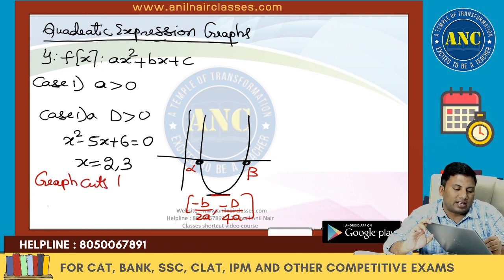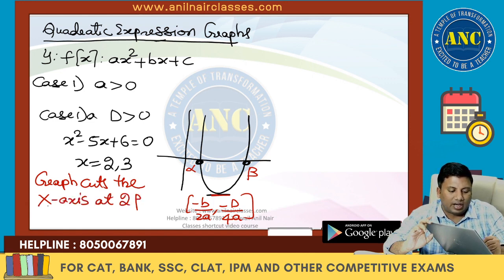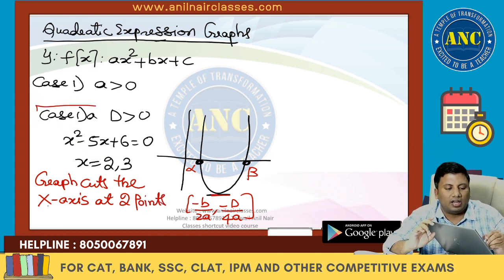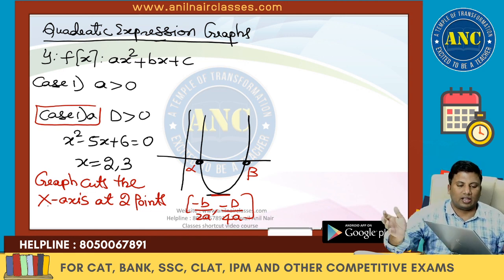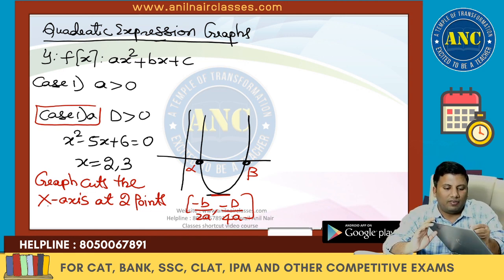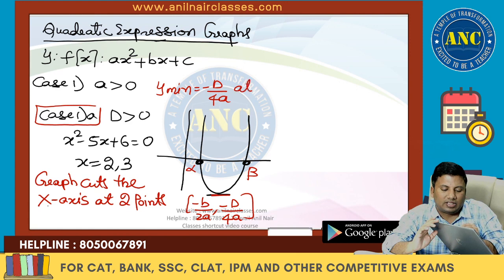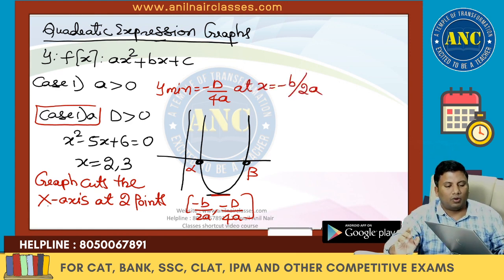Graph cuts the x-axis at 2 points. Case 1a, I hope it is clear. x equivalent to 2 and x equivalent to 3. So y will have minimum at minus d by 4a at x equivalent to minus b by 2a. I hope it is clear.